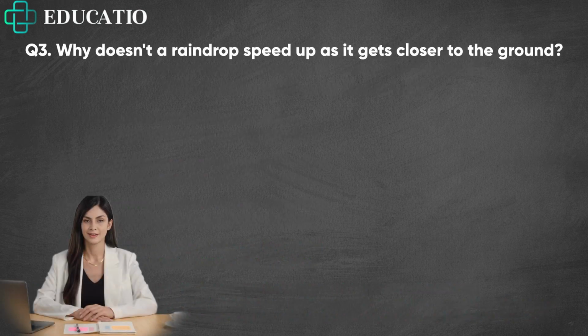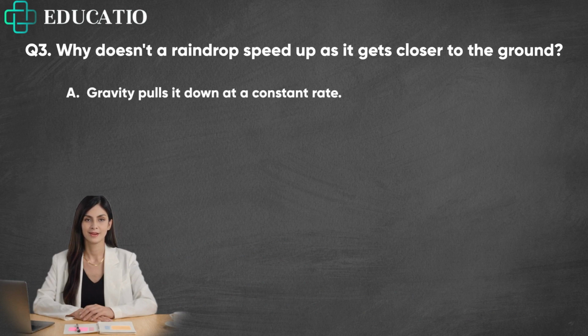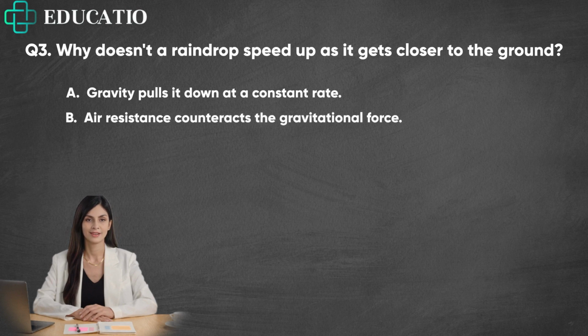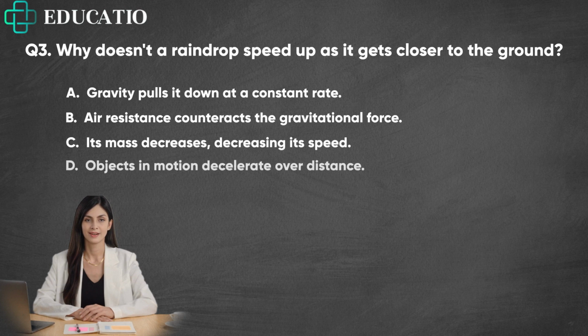Question 3. Why doesn't a raindrop speed up as it gets closer to the ground? A. Gravity pulls it down at a constant rate. B. Air resistance counteracts the gravitational force. C. Its mass decreases, decreasing its speed. D. Objects in motion decelerate over distance.